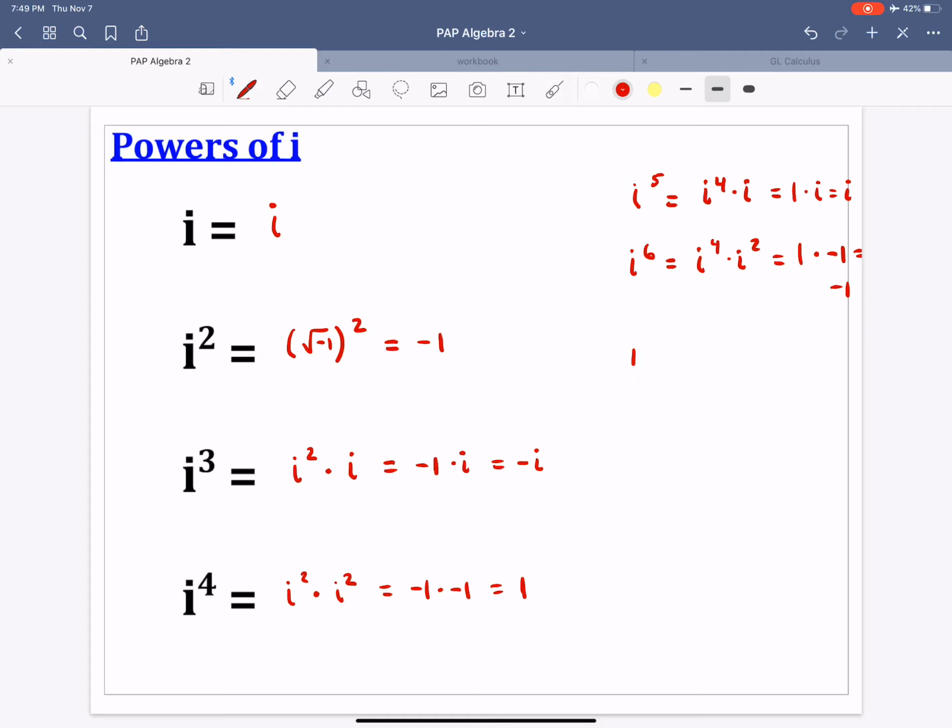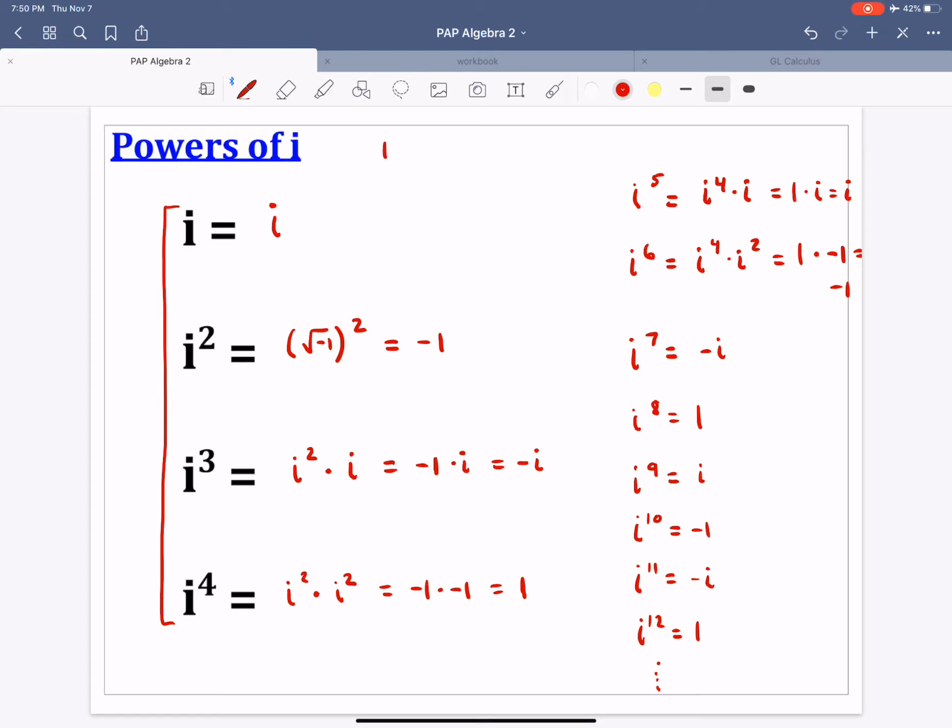We're repeating that process. What do you think i to the seventh is going to be? If you guessed negative i, you're right. What about i to the eighth? It's going to be 1. We can keep going, so the pattern repeats. i to the ninth is i, i to the 10th is negative 1, i to the 11th is negative i, i to the 12th is positive 1. We could keep going forever. This is a repeating pattern that you need to memorize. The repeating pattern again is i, negative 1, negative i, positive 1. And that pattern continues over and over again.